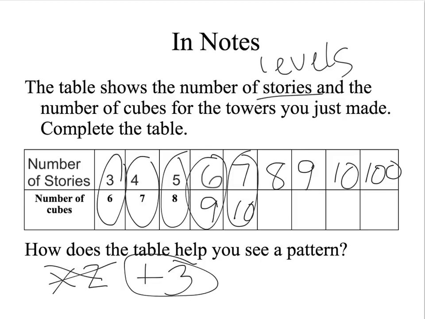So if I look at the next one, if I have 8 stories, then the number of cubes that I would need to use would be 11, because 8 plus 3 is 11. If I had a 9-story tower, then I would need 12 cubes. If I had a 10-story tower, I would need 13 cubes. So if I had a 100-story tower, all I need to do is add 3, so I would need 103 cubes.